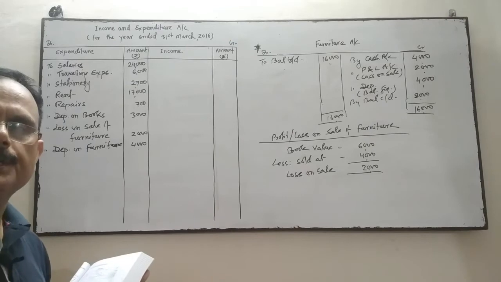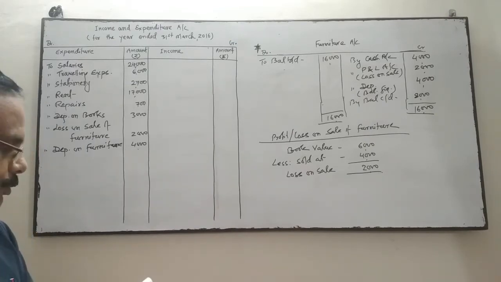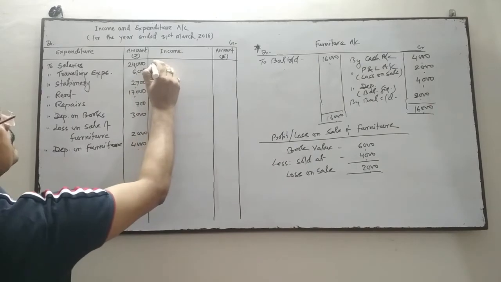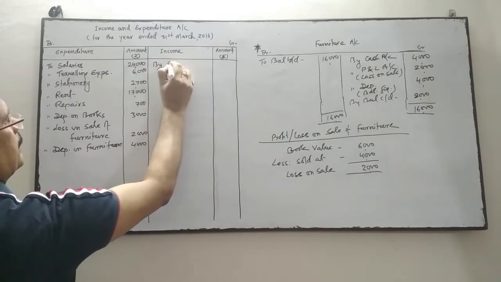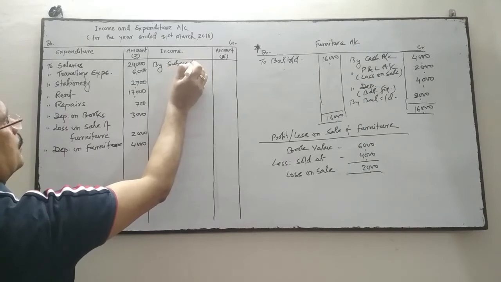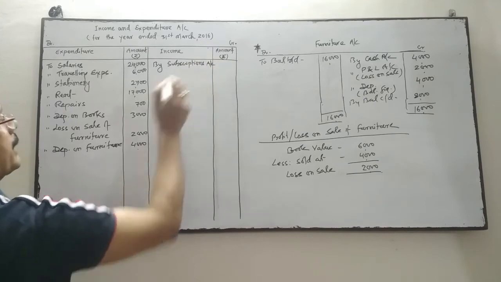Now come to the receipt side, and all the revenue income I'm going to write this side, and whatever the capital receipt will be reflected in the balance sheet. So in the receipt side, the first information is cash in hand. This is for balance sheet, last year balance sheet. Subscription is the revenue income, so we'll write the subscription over here. It's a revenue income, subscription account.